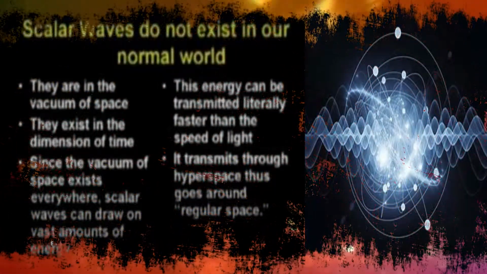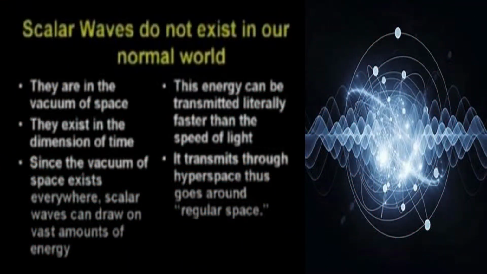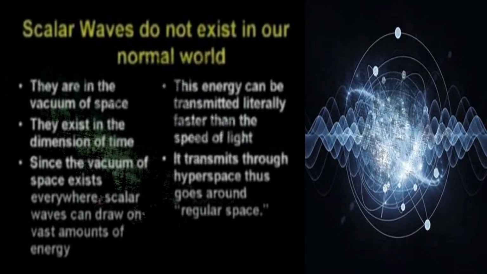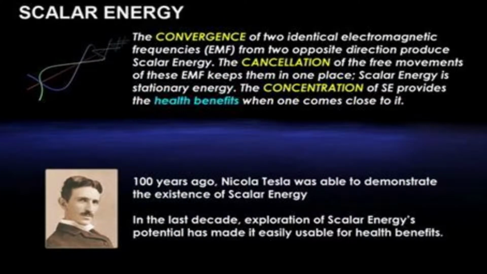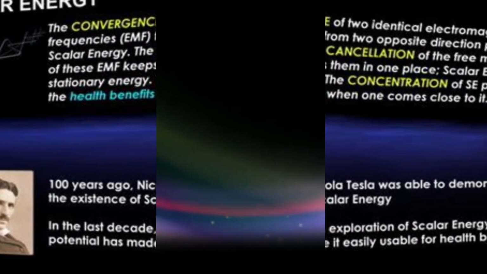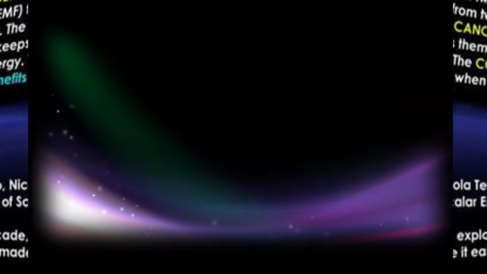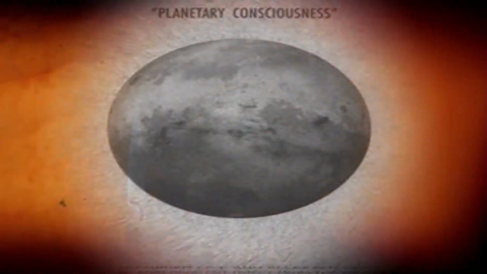The standard definition of scalar waves is that they are created by a pair of identical waves, usually called the wave and anti-wave, that are in phase spatially but out of phase temporally. And that is to say, the two waves are physically identical but 180 degrees out of phase in terms of time. And spatial is space and temporal is time.